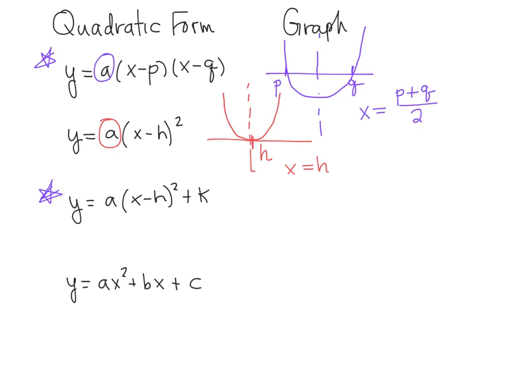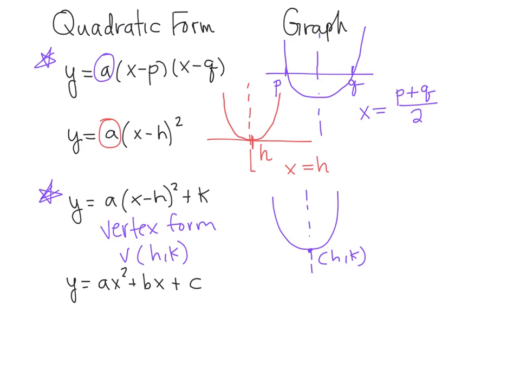For the third equation, y is equal to a times (x minus h) squared plus k. We call this the vertex form, because at (h, k), that's where the vertex is. So we have a graph with a vertex at (h, k), with a line of symmetry again at x is equal to h.